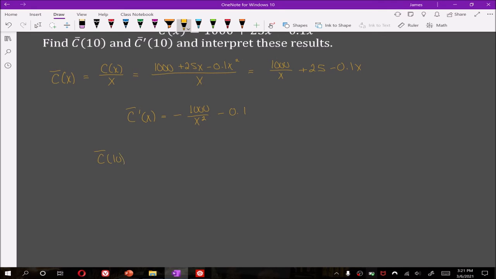C bar of 10, plug in 10, and we will get $124. C bar prime of 10 will get negative $10.10.